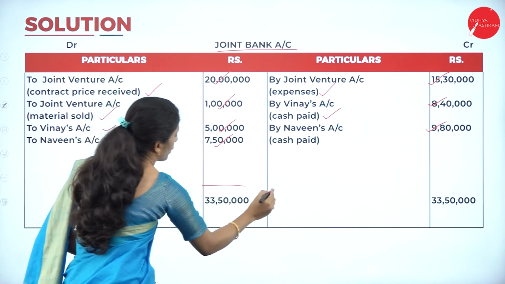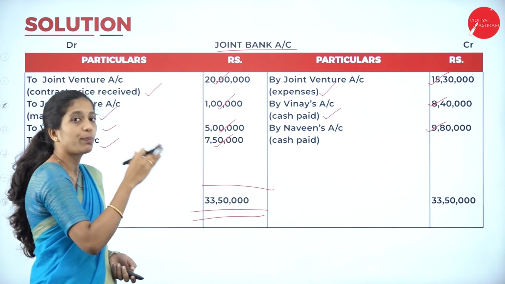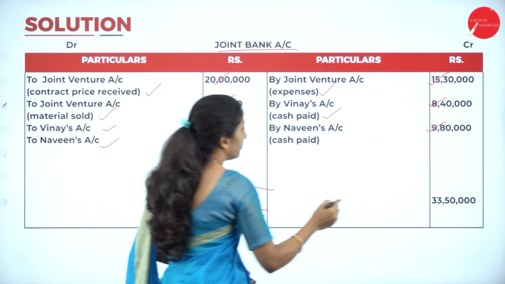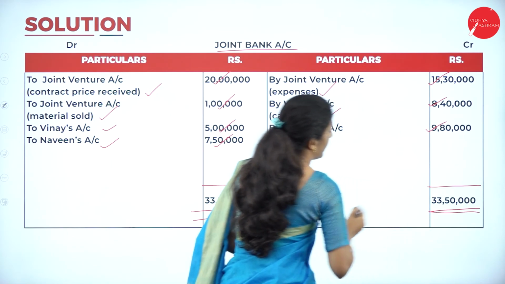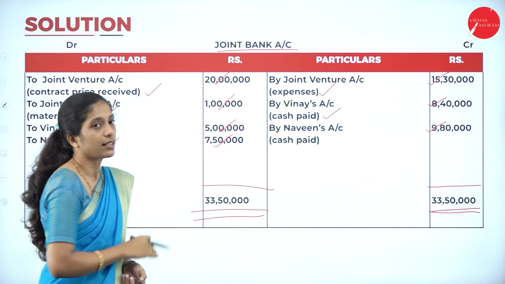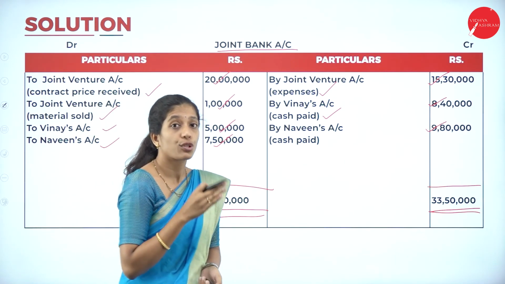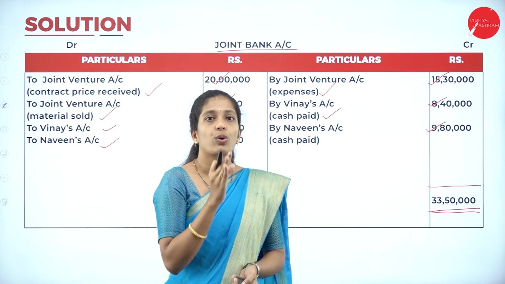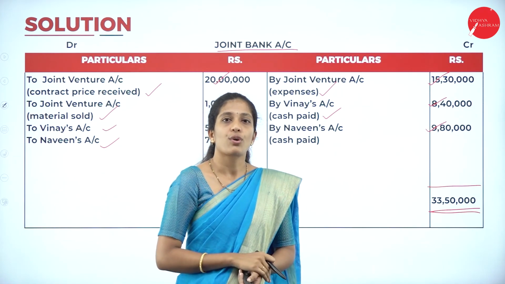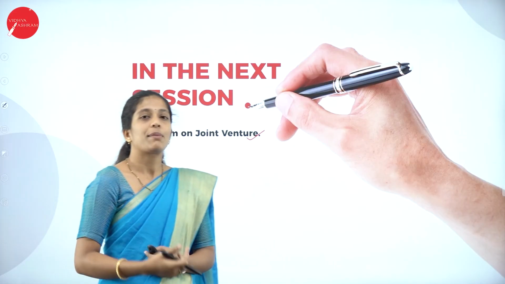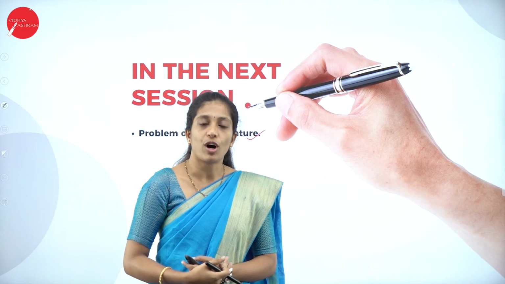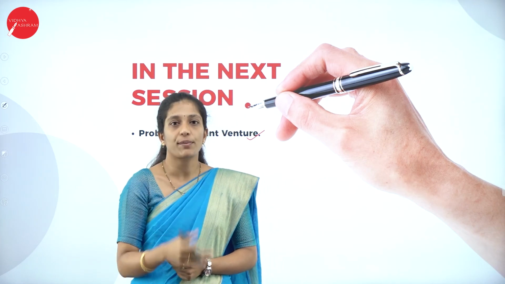Now we'll balance both sides, and your debit side should be equal to the credit side. That is 33,50,000 on the debit side and 33,50,000 on the credit side. So here the bank account should tally; in the sense, the total of the debit side should be equal to the total of the credit side. In my next session, we shall solve a problem on joint venture, that is a question paper problem.